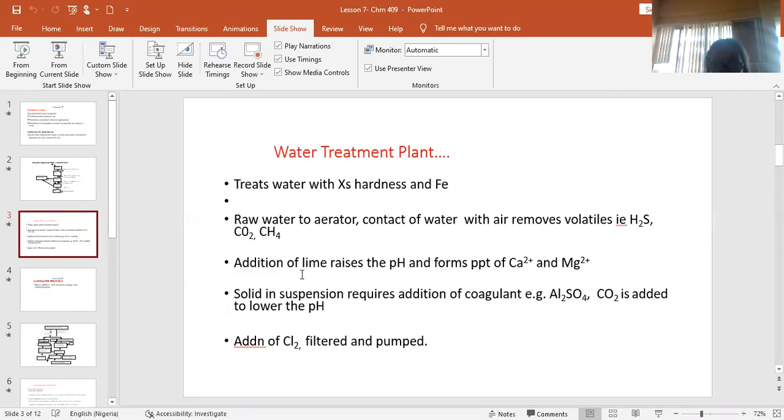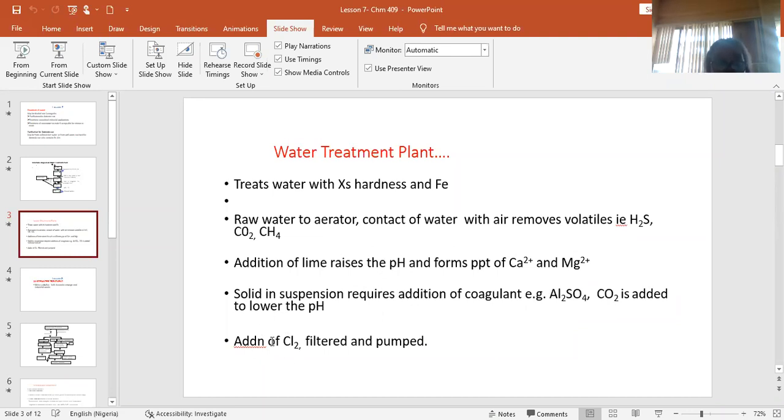Then I said addition of lime. Lime, like I said, is calcium hydroxide, raises the pH, and forms precipitates of your calcium and magnesium 2+. The next stage is we have suspension of these precipitates, and so we require coagulants. Coagulants are your aluminum sulfates, your alum, which is added to remove all the precipitates.